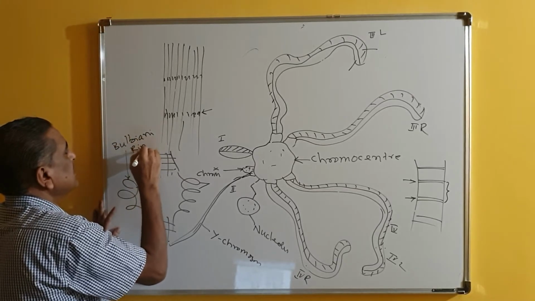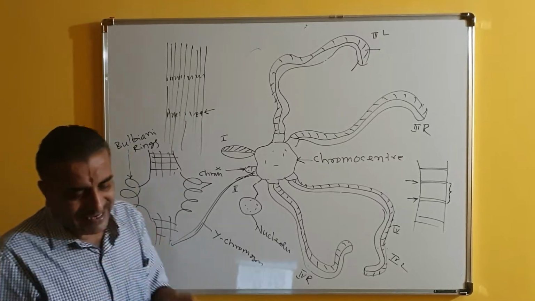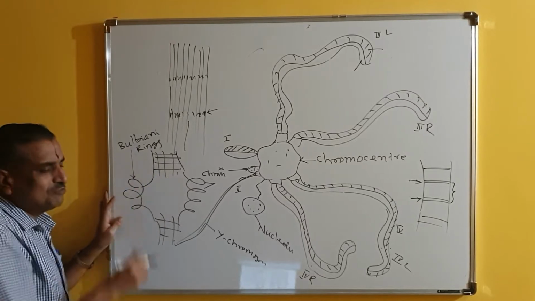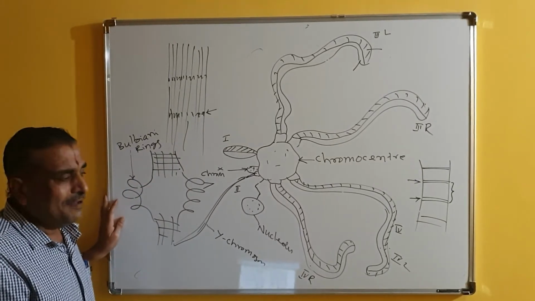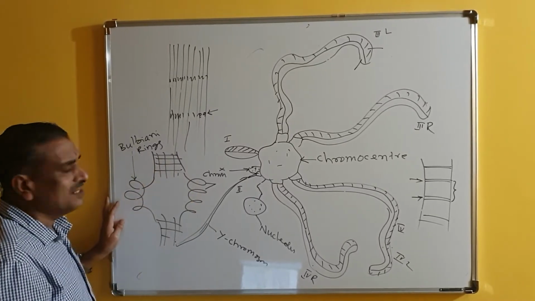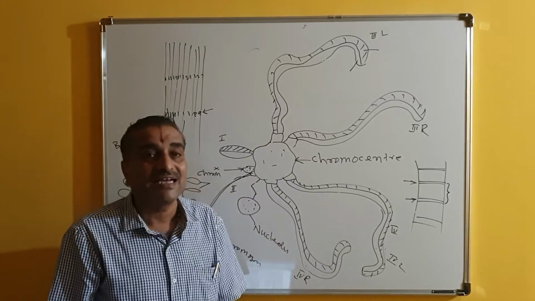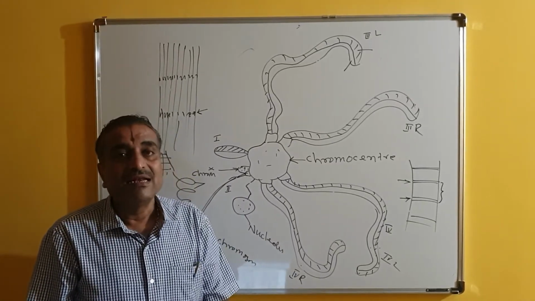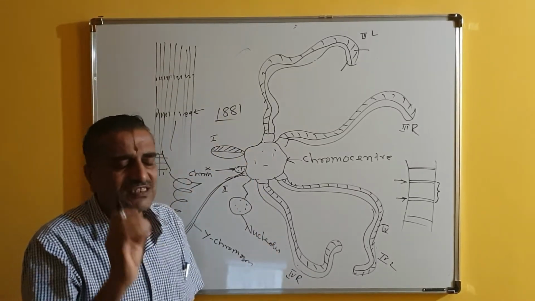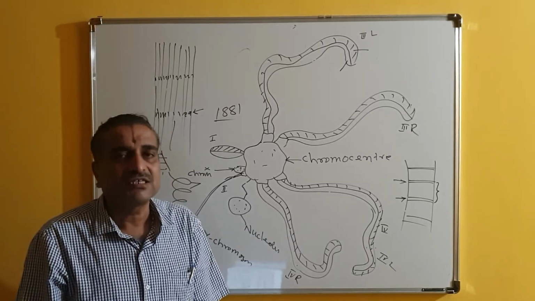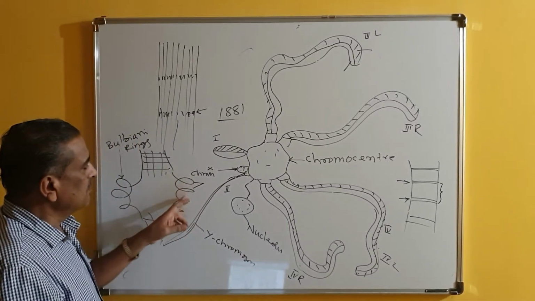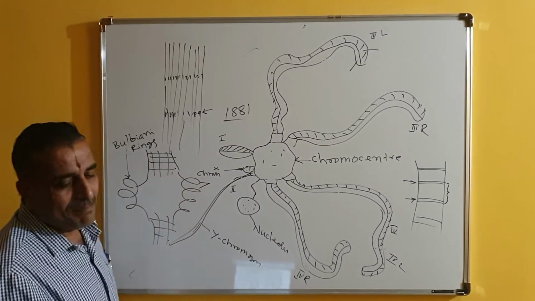Balbiani rings. So what do you mean by Balbiani rings? Balbiani rings means for the first time such type of rings are observed in the interband area. So this interband area shows innumerable balloon-like structures, and this was first observed by a scientist called Balbiani in 1881. So he for the first time observed them, and they were named in order to honor the scientist. So these balloon-like structures are named as Balbiani rings.